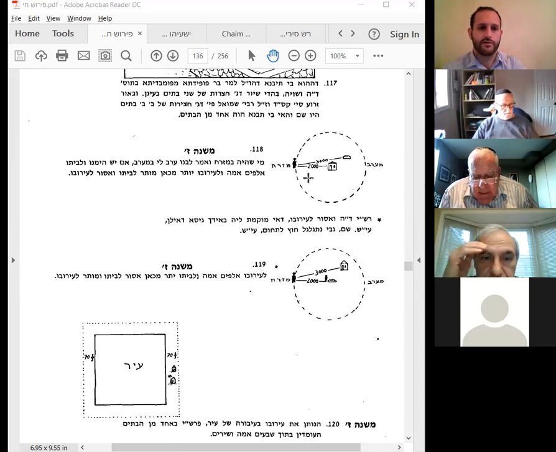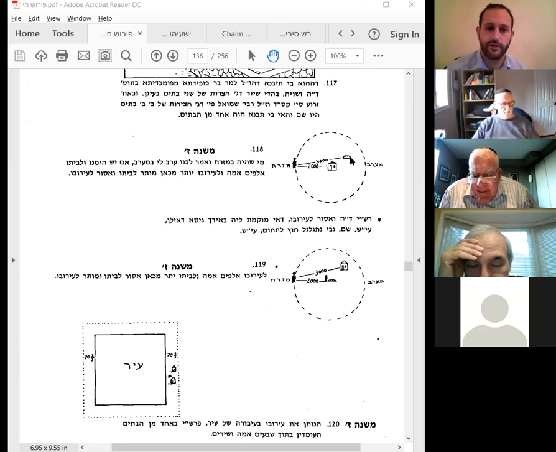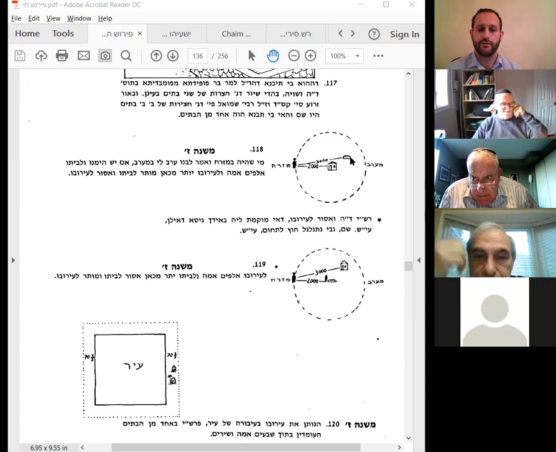So if he's 2,000 amot from his home, and his house is farther away, then he can go to his house, but he can't get to the Eruv. Right, so that would create a problem. So basically the two cases are, when you're trying to set up an Eruv, how can I do it for you? And you're trying to figure out if the Eruv will work or if it won't work.